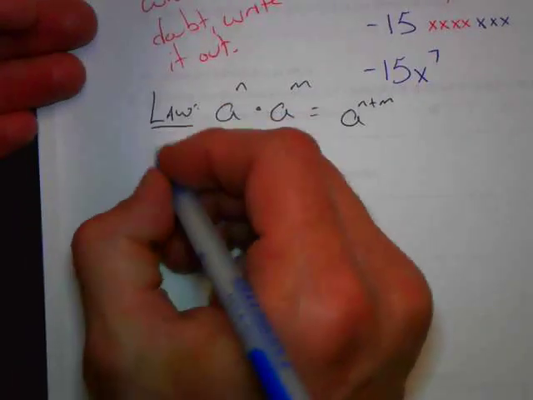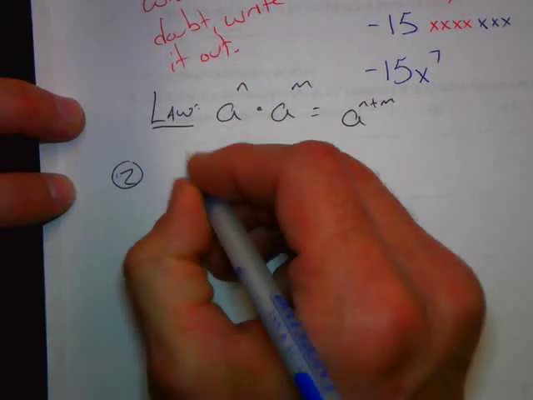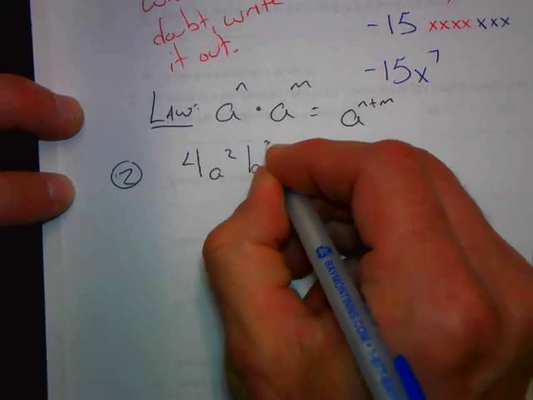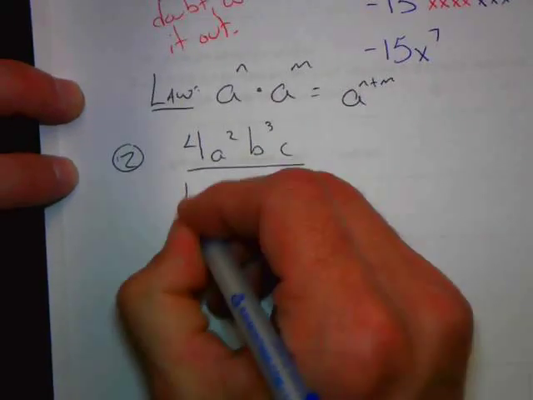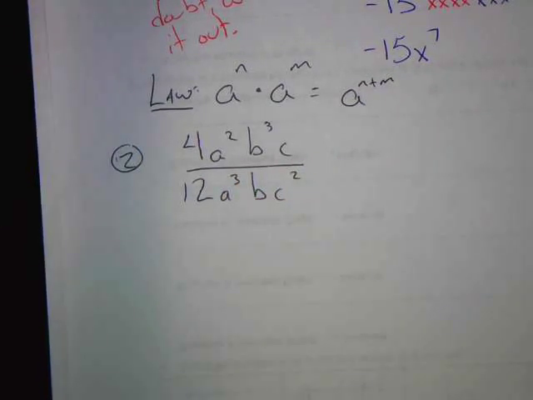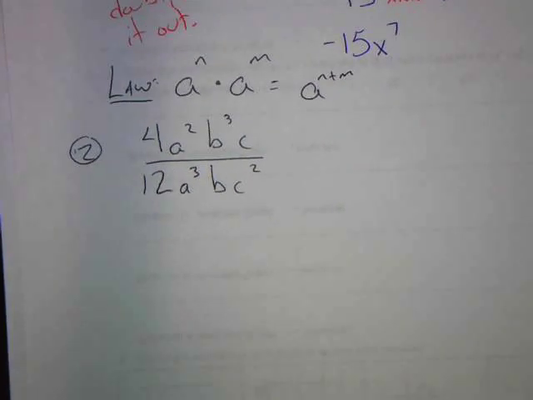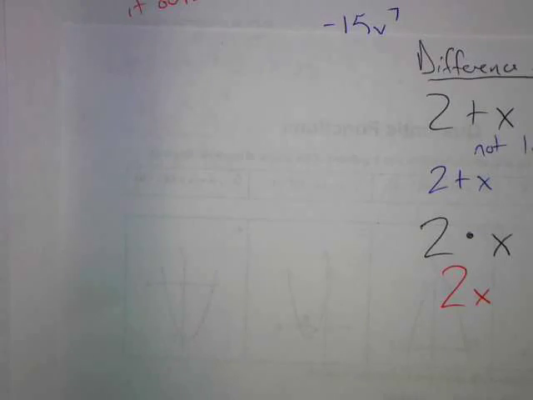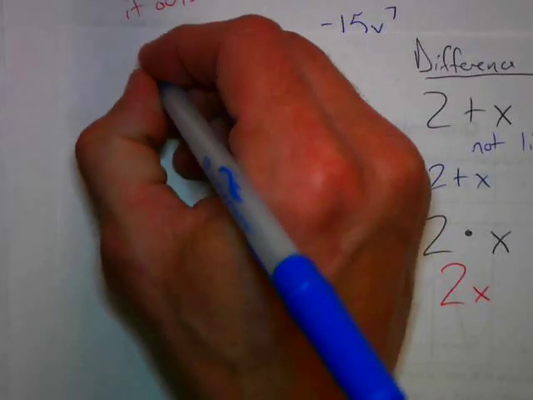Number two. Wow, this is a little bit different, isn't it? Well, yes, it is. So we have 4a to the second power, b to the third power, c, all divided by 12 a to the third power, b, c to the second power. Now, there are some interesting things coming here. I'm not going to show you a law for this one, but I will take a look at some review. The first thing we need to review is what I call the big one.